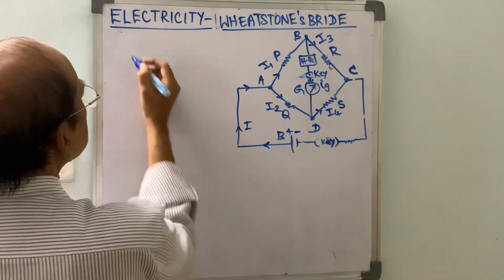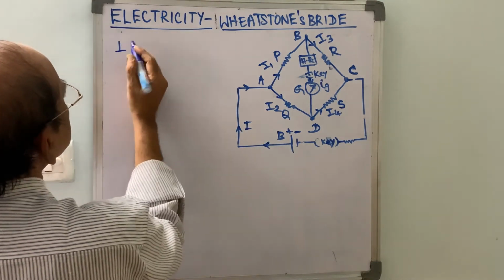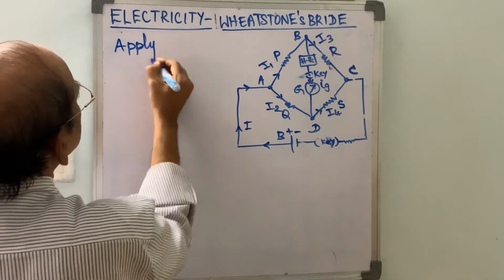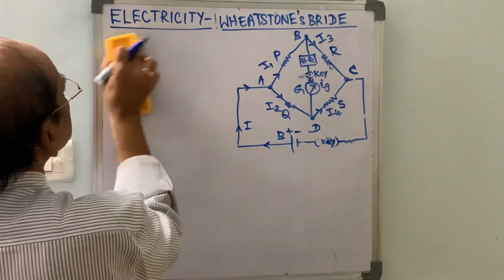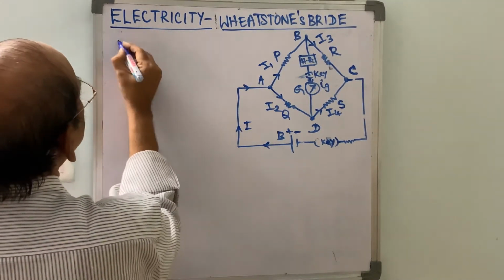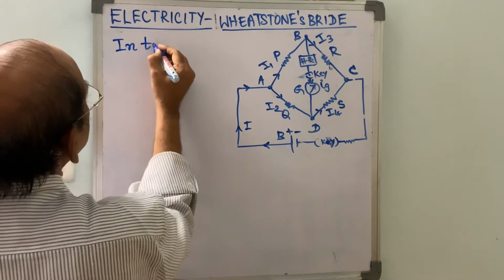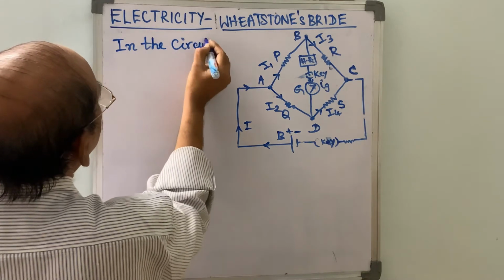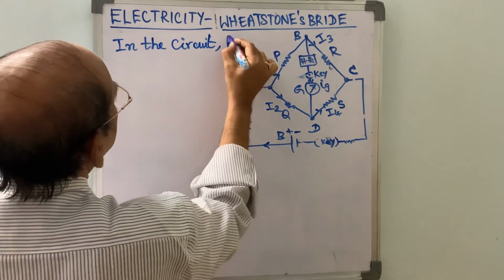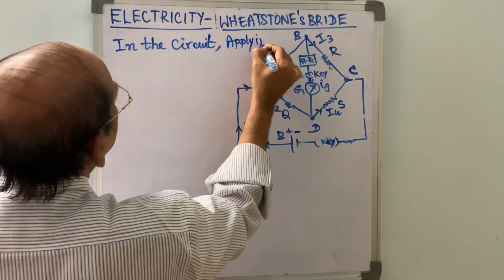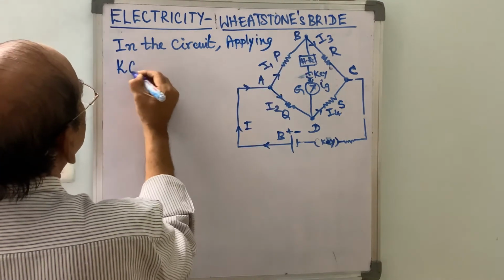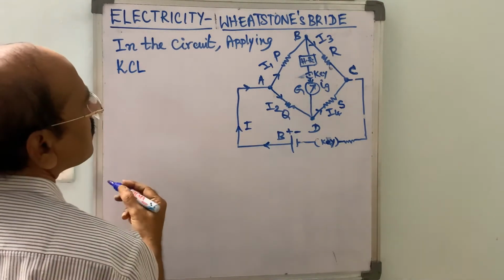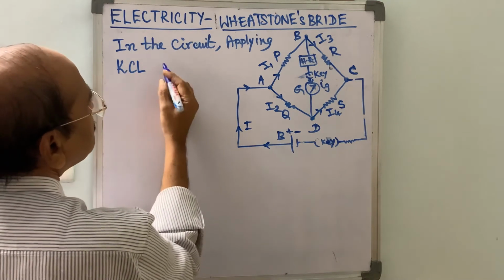So in this circuit diagram, applying Kirchhoff's first law, Kirchhoff's current law, at junctions B and D.